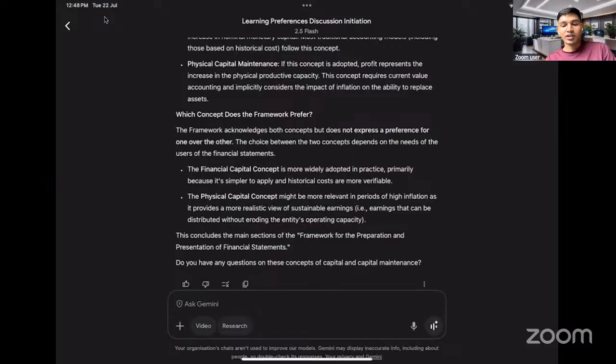The financial capital concept is more widely adopted in practice primarily because it's simpler to apply and historical costs are more verifiable. The physical capital concept might be more relevant in periods of high inflation as it provides a more realistic view of sustainable earnings that can be distributed without eroding the entity's operational capacity. This concludes the main sections of the framework of preparation and presentation of financial statements.